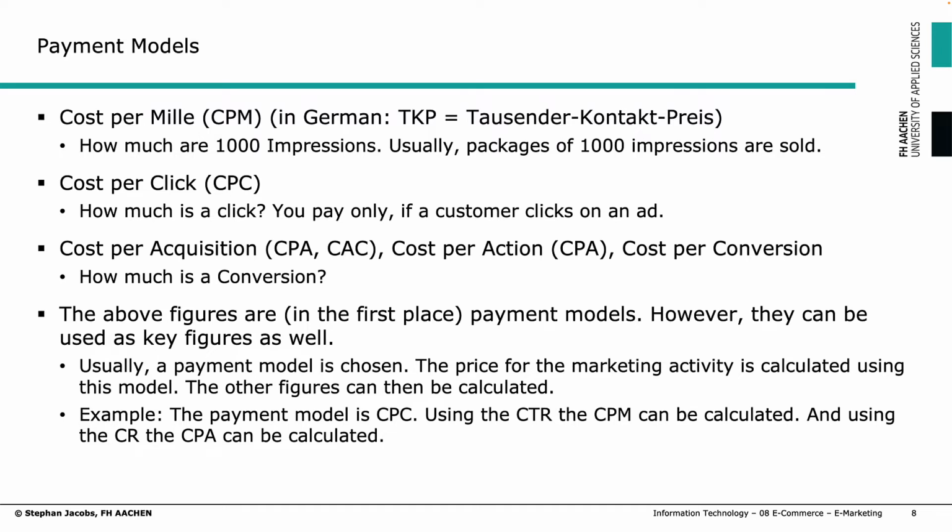The above figures are in the first place payment models. However, they can be used as key figures as well. If you would like, for example, to compare the cost per mille for one campaign and the cost per click you pay in another campaign, it is possible to calculate the cost per click for both if you have the click-through rate. Then you can simply compare things, and it's no longer only a payment model, but this cost per click becomes a key figure to compare certain activities.